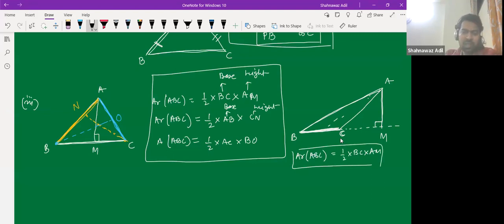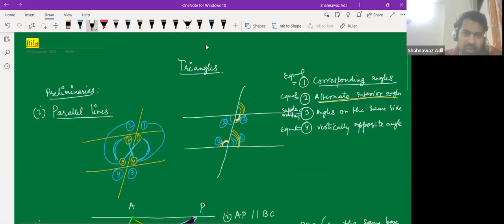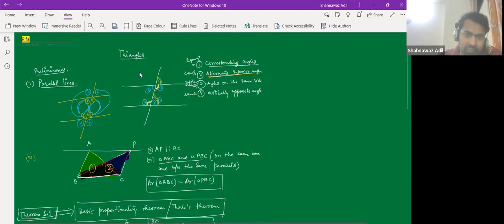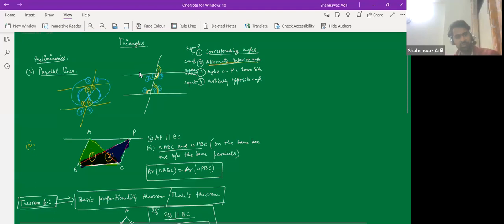So remembering this, now we will prove the basic proportionality theorem. But before we do that, please note these things down.